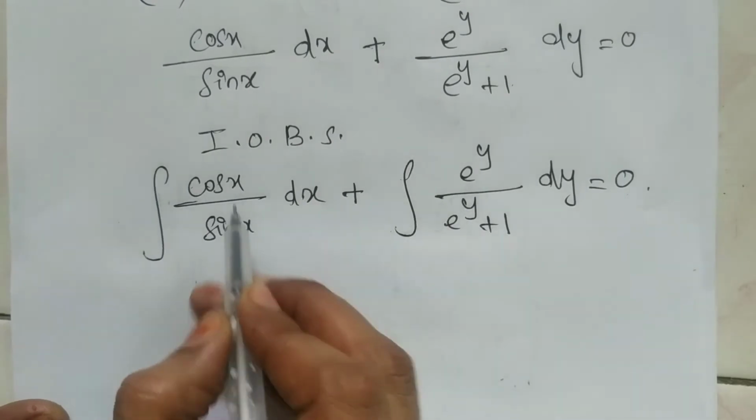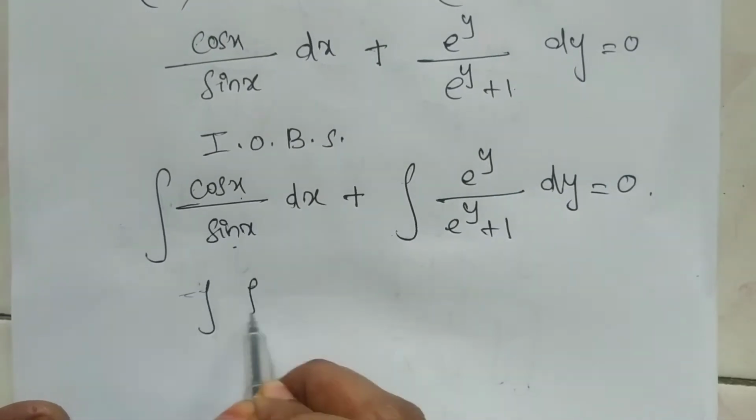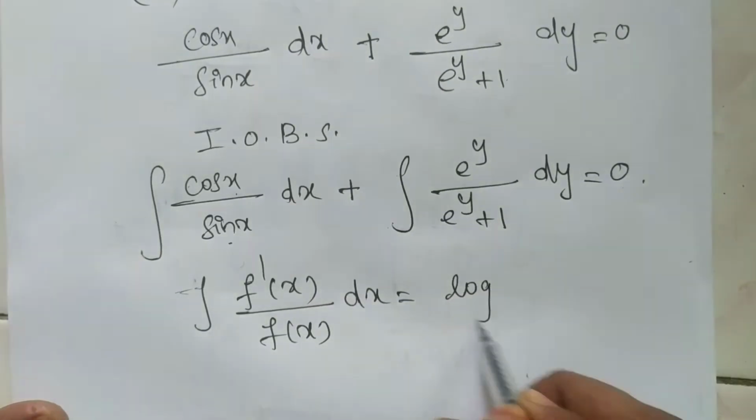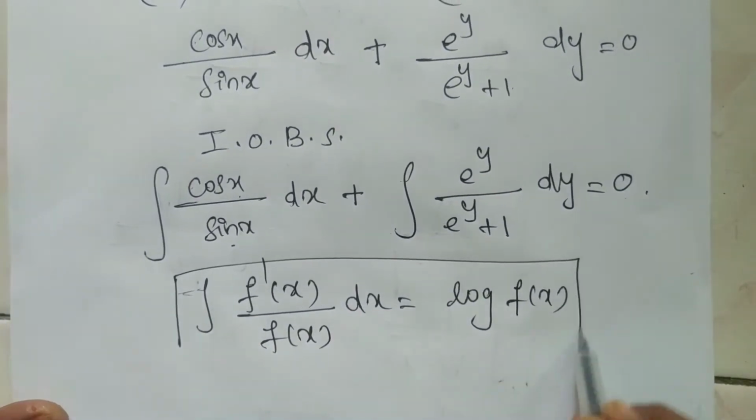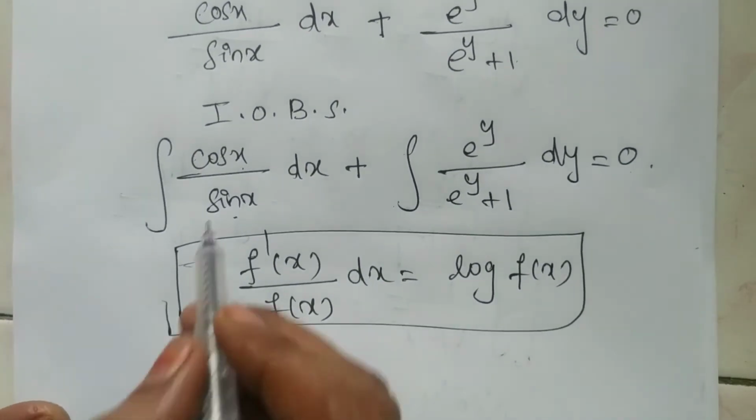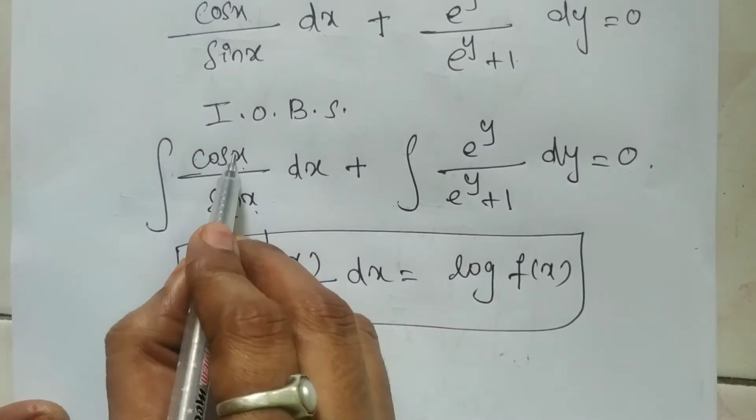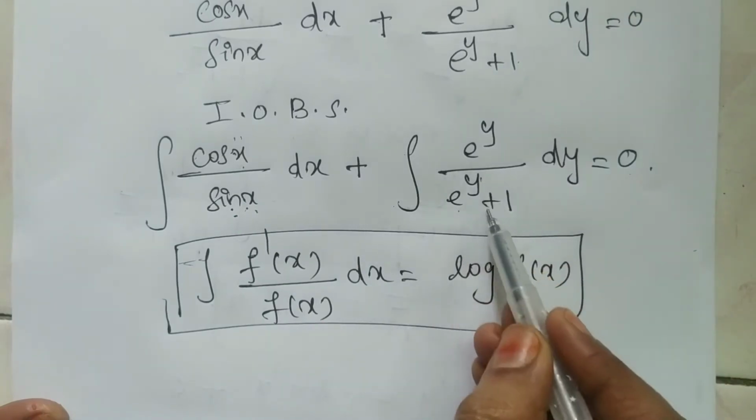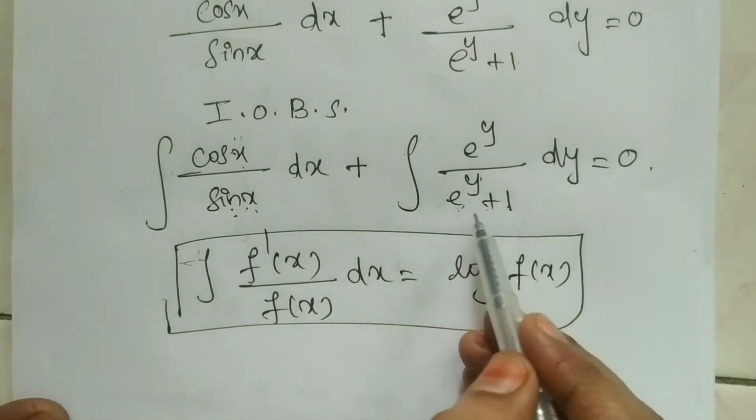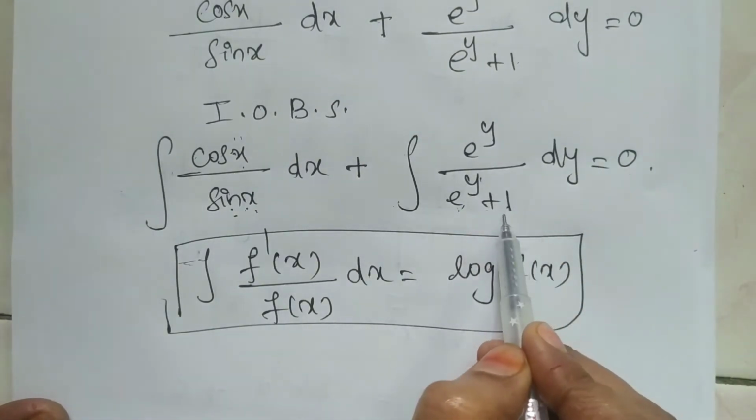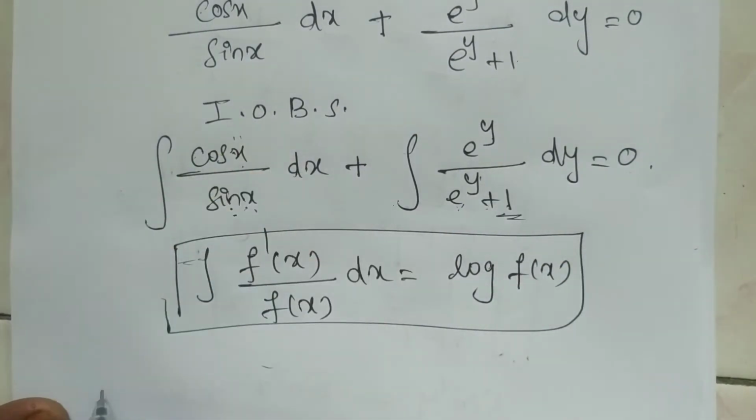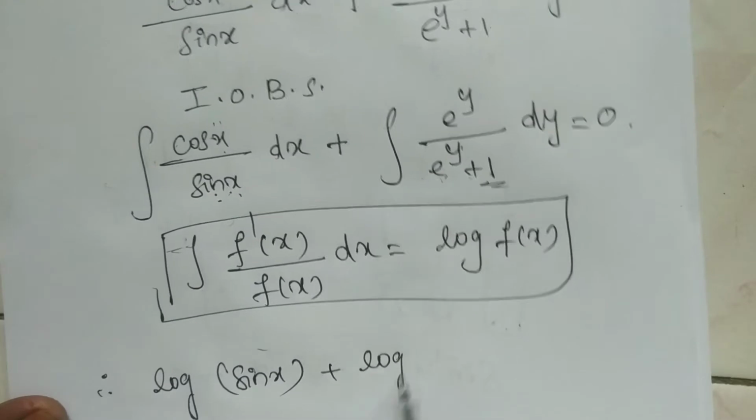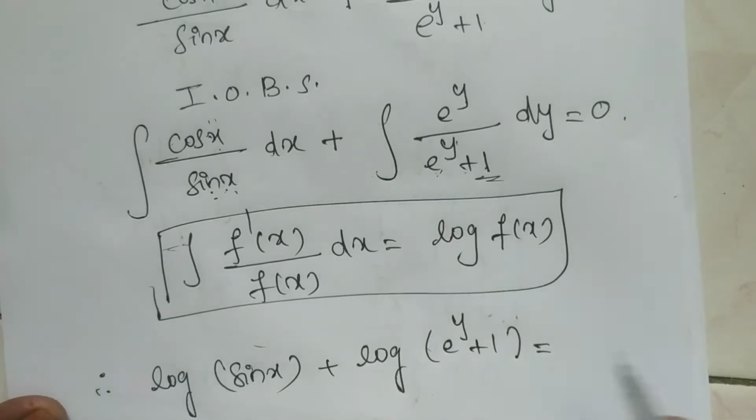Here I am using one formula, that is integration of f dash x by f of x dx equal to log f of x. Here f of x equal to sin x, and differentiation of sin x is cos x. So that is f dash x by f of x. Also e power y plus 1 is f of x, so d by dy of e power y is e power y, and the constant value is 0. So finally we get log of sin x plus log of (e power y plus 1) equal to c.